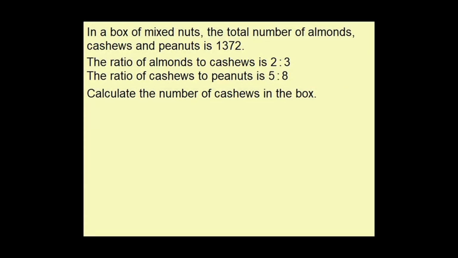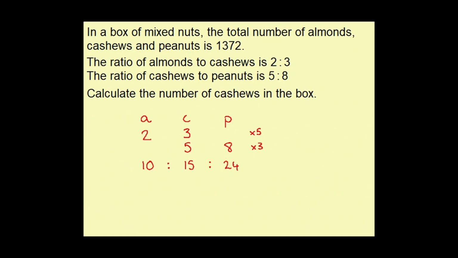So for this question, we're going to set out our headings in the normal way. So we've got almonds, cashews and peanuts. The ratio of almonds to cashews is 2 to 3, and cashews to peanuts is 5 to 8. So we have two numbers in this column. 3 and 5 will both go into 15 if I multiply this by 5 and this by 3. So 2 times 5 is 10 and 8 times 3 is 24. So this is the ratio we're working with, 10 to 15 to 24.